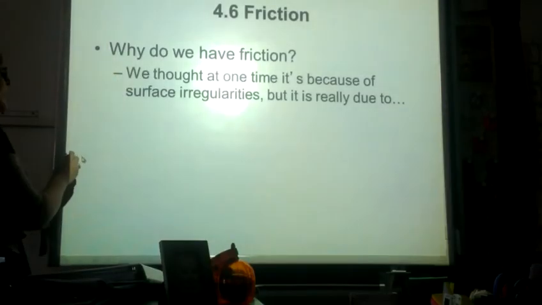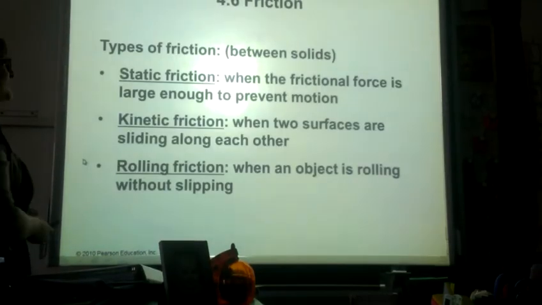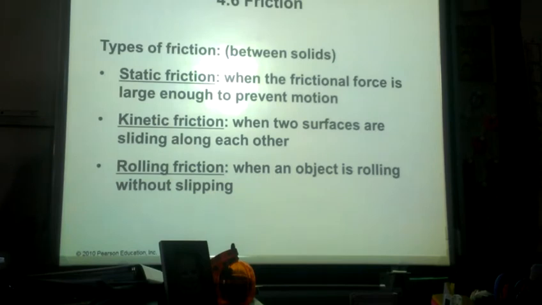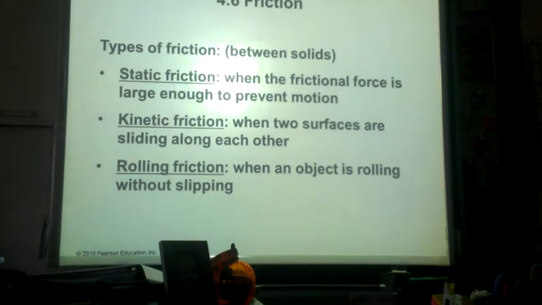We have a couple different types of friction: static friction, kinetic friction, and rolling friction. We usually think about these between solids, because if we think about liquids or gases, like in air, then it's a different type of resistive force. So we're talking about static, kinetic, and rolling friction, and we're really specifying that it's between two solids.